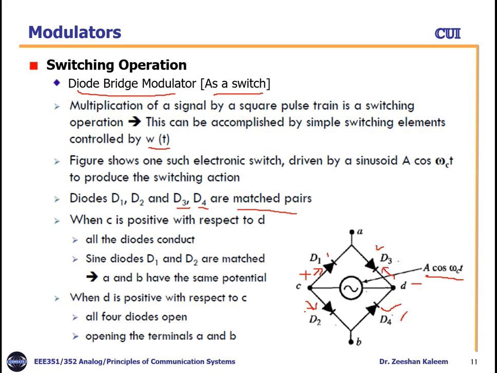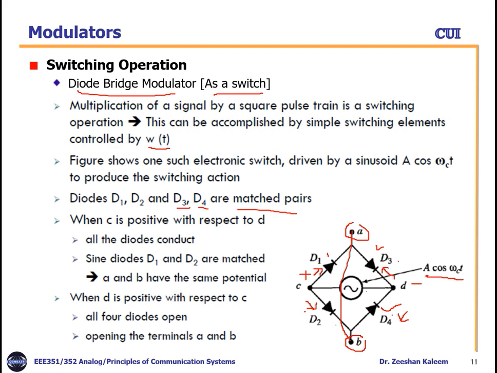So all of them will conduct, and since D1, D2, D3 and D4 are matched pairs, what will happen? There will be similar voltage at terminal A and terminal B, which means they will effectively work as a short circuit. So it means that this switch is closed, right?